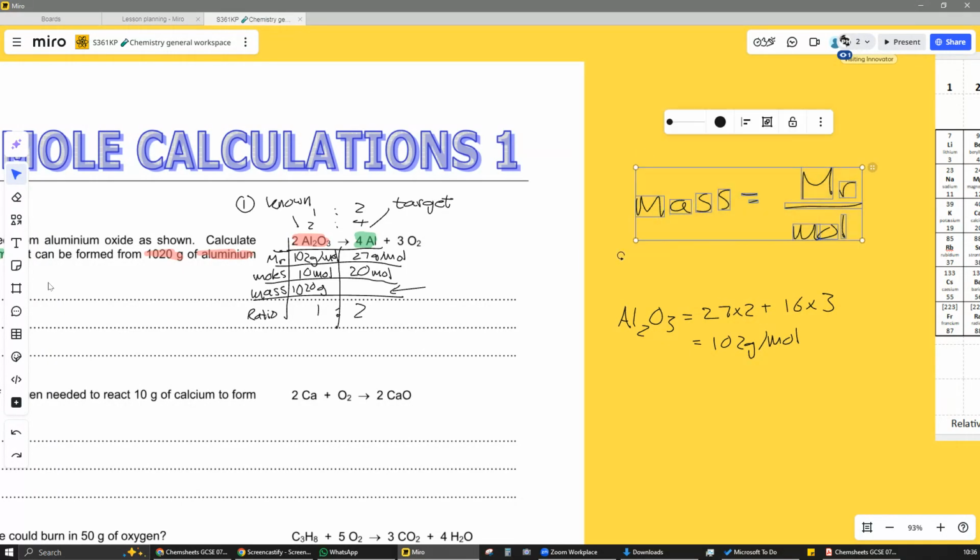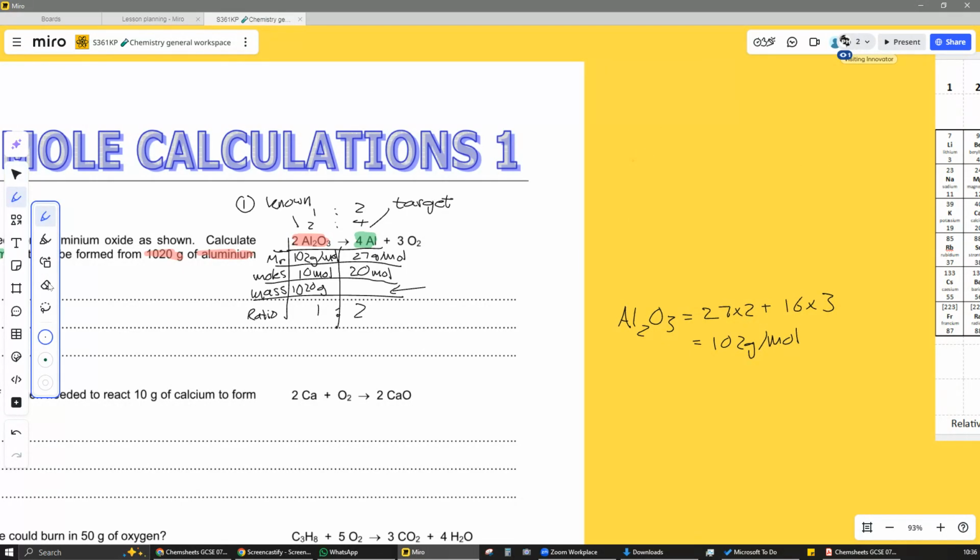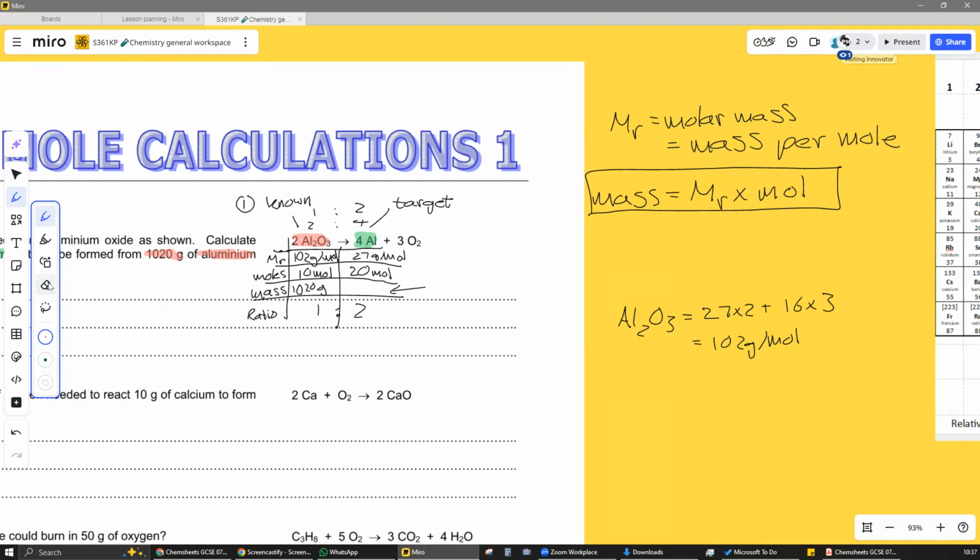Rather than try to memorize the formula, see if you can understand what the formula is saying. The molar mass means the mass per mole. So if we had 2 moles, it'd be double that. So the mass is going to be equal to the mass per mole, in other words, the molar mass, multiplied by how many moles you've got. So it's that, and then you rearrange that. In this case, it's going to be 20 times 27. And that gives me 540 grams.